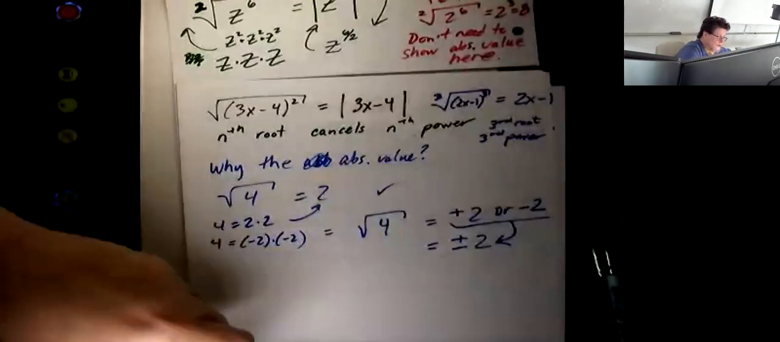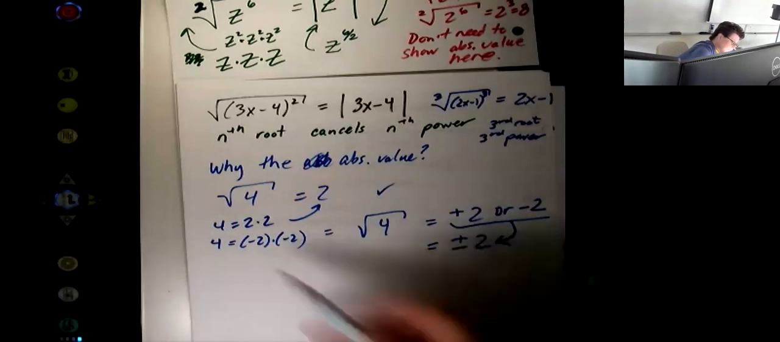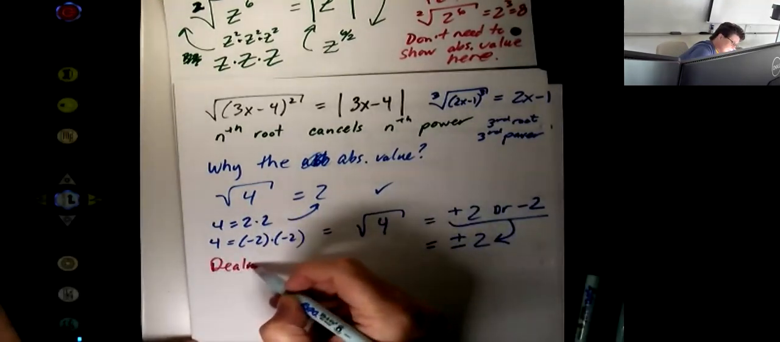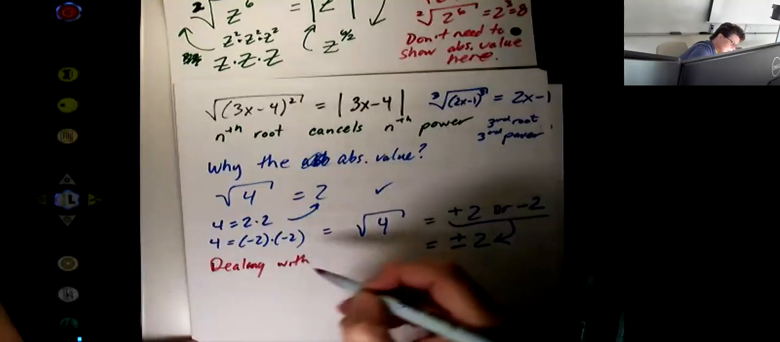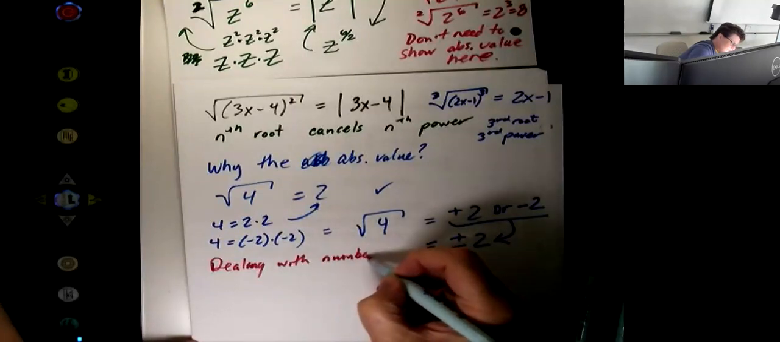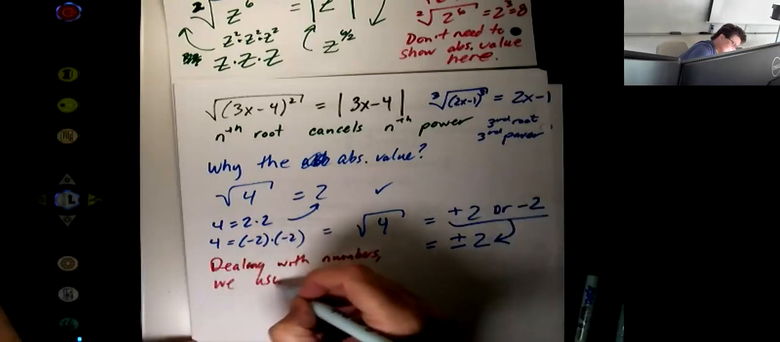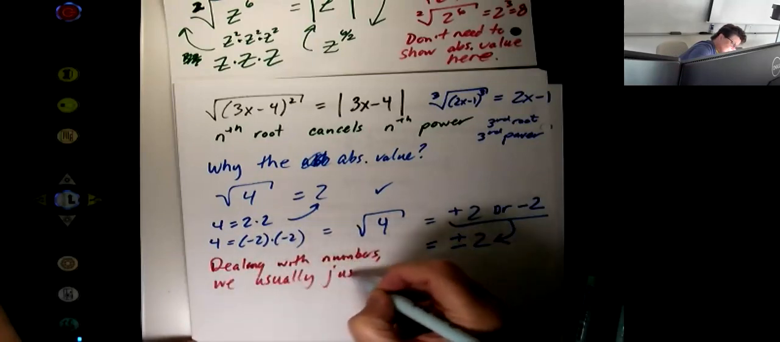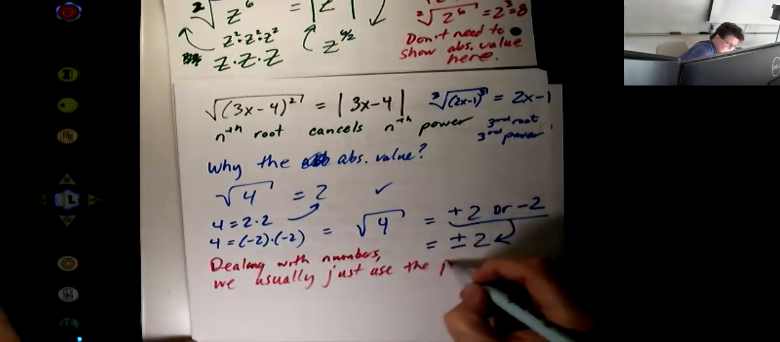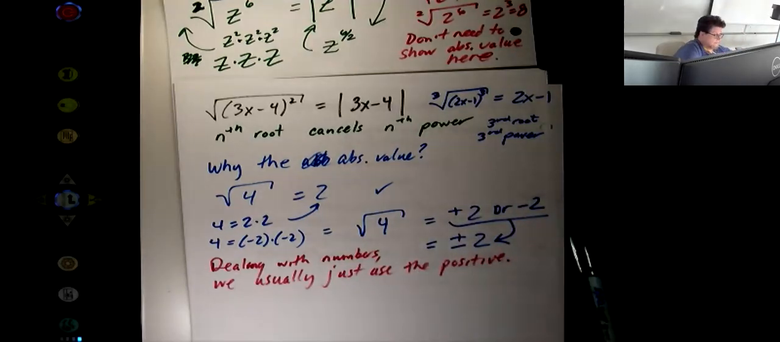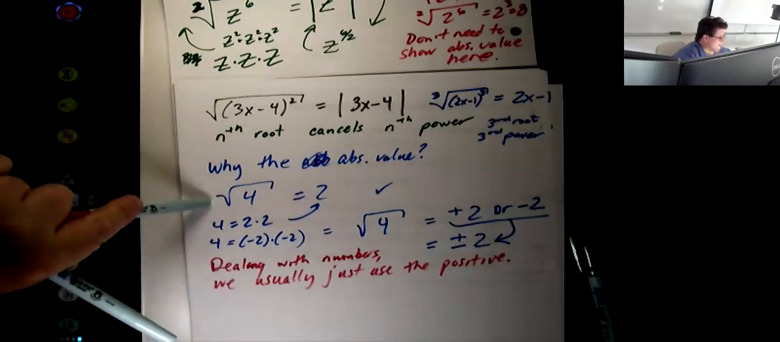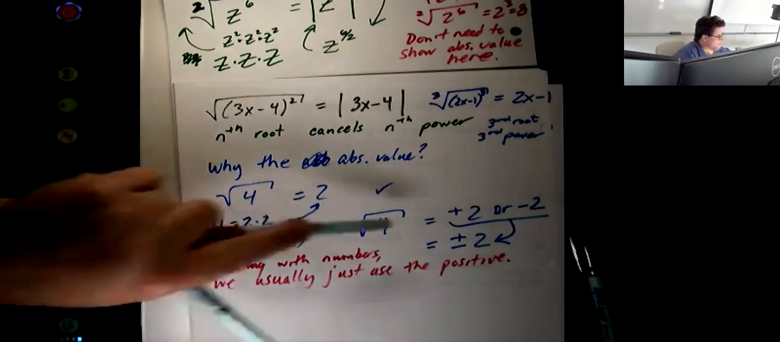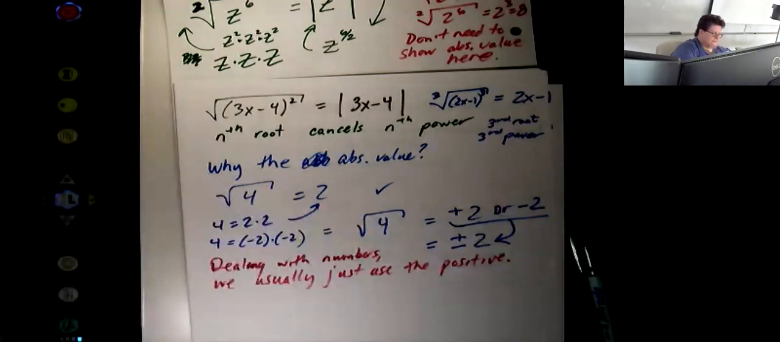But when we're dealing with numbers, we usually just use the positive. But if I was using a variable, we don't know which one it is, so they just say we're gonna force it to be the positive one. The absolute value sign forces the positive.